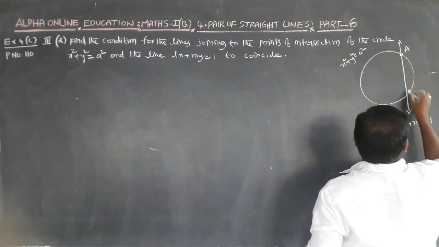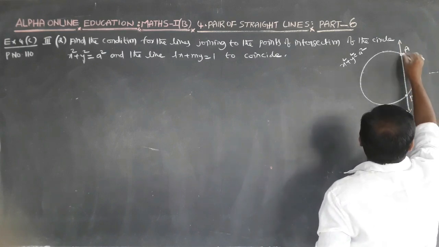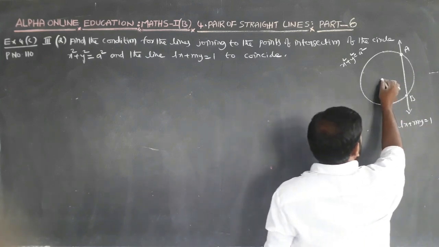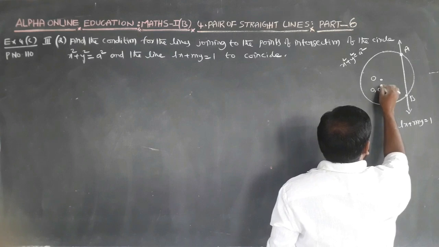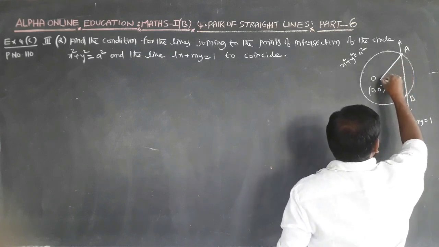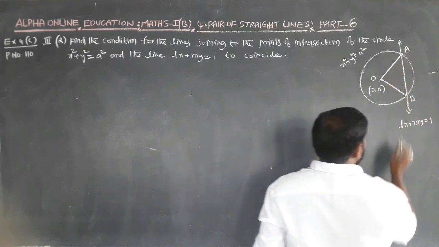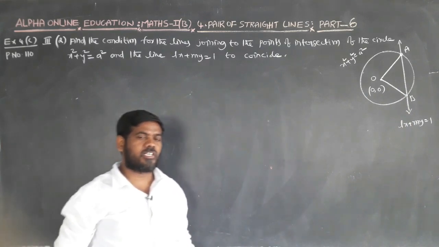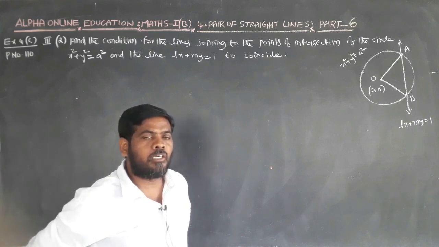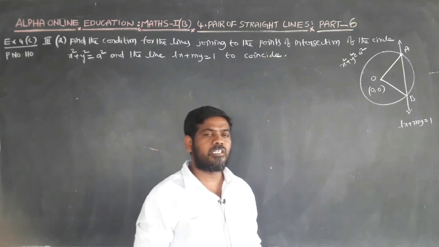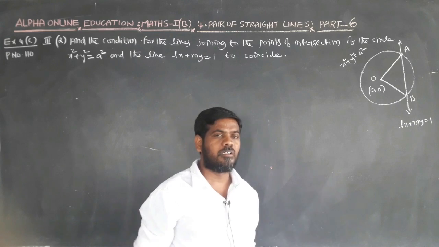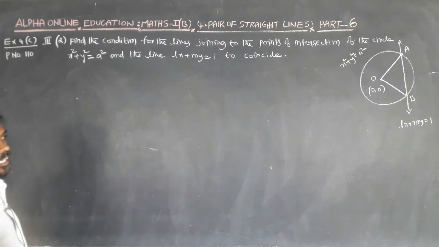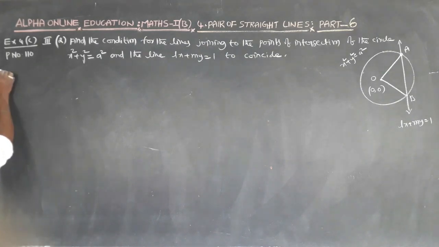A line meets the circle in 2 points, capital A and capital B. This is O, the origin of the circle. Here, find the lines OA and OB. First of all, find the equation of the straight lines OA and OB, and find the condition for the two lines to coincide. So first of all, homogenizing the circle with the help of the line.